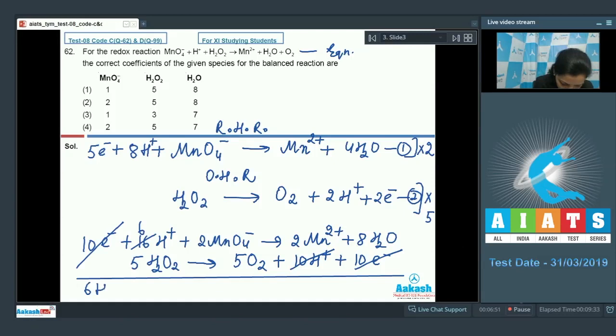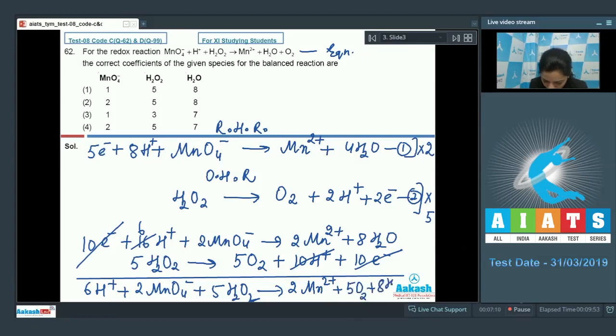So final equation that you will obtain here is 6 H plus ion plus 2 MnO4 negative plus 5 H2O2. This is the balanced chemical equation, balanced redox reaction basically. 2 Mn2 plus 5O2 plus 8 H2O. Just have a look on the species given here. MnO4 negative 2. So this 2 is here in option 2 and 4. And now if I talk about the second species, what's that? This is H2O2. H2O2 5.